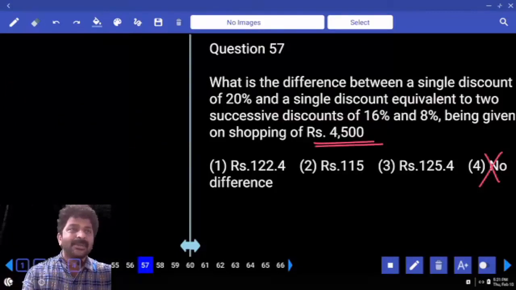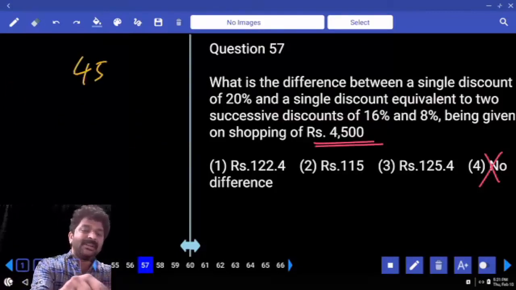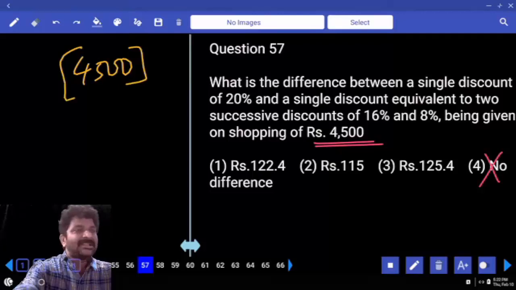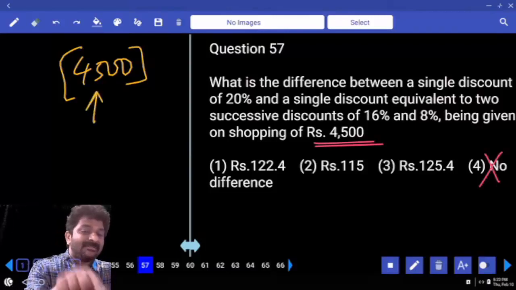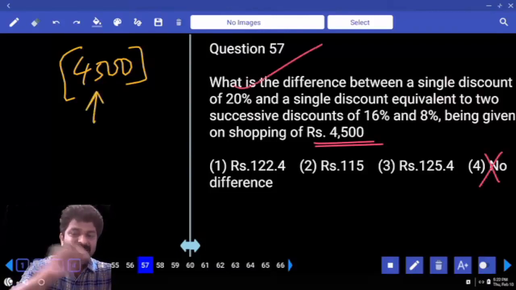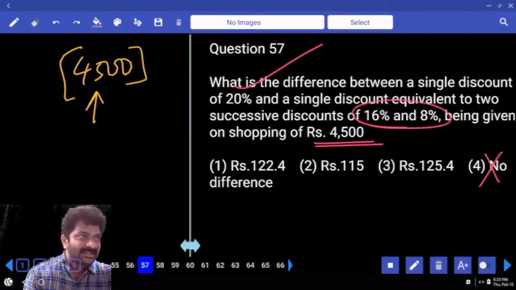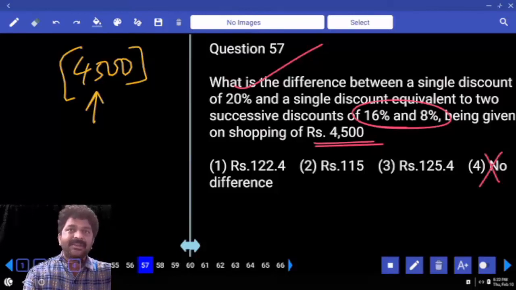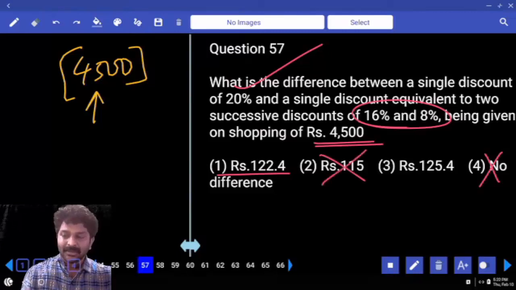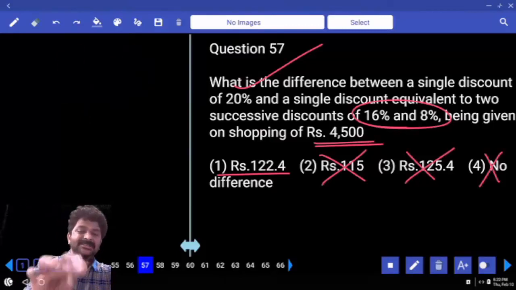Your principal value, initial value is 4500. Whatever the percentage that you calculate on this, again that is going to be 9 multiple, because initial value is 9 multiple. 20% is going to be 9 multiple, and after this successive discounts, when you calculate single discount, that is also 9 multiple. Difference is also 9 multiple. Can it be first option? Can it be second option? Can it be third option? Answer concluded. Otherwise, you'll have to calculate this.